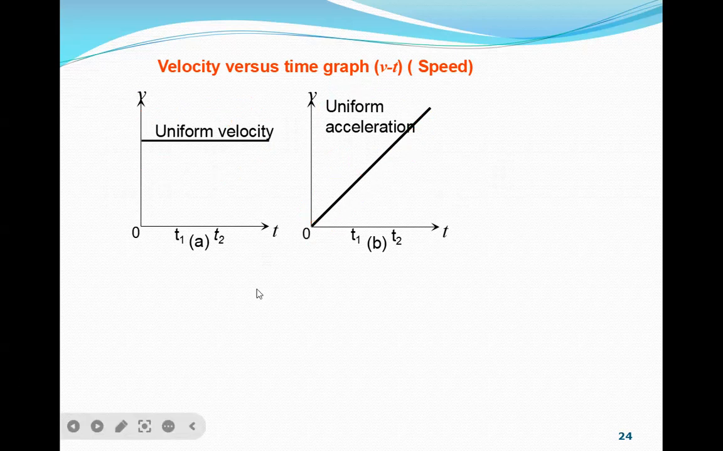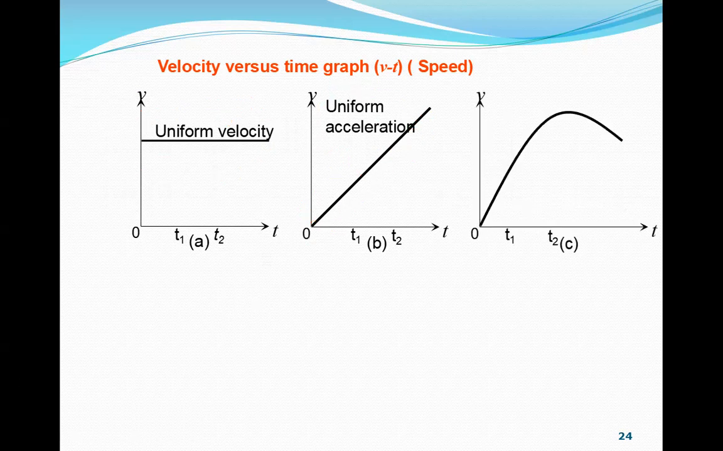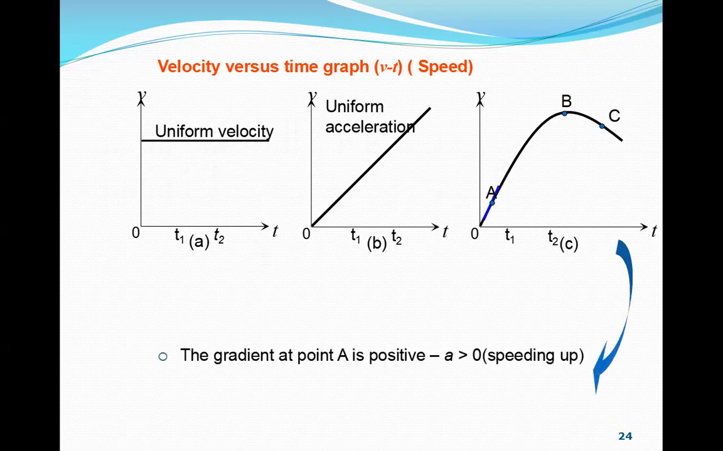About the curve, if we have a curve here, then this curve shows, for example, point A, point B and point C. First, talking about point A. At point A, the gradient is positive. It means the velocity is increasing.